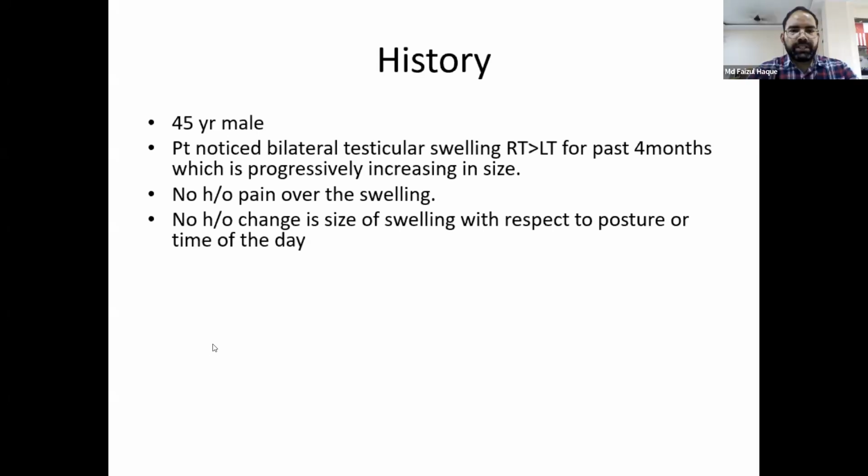No history of change in the size of the swelling with respect to the posture or the time of the day.